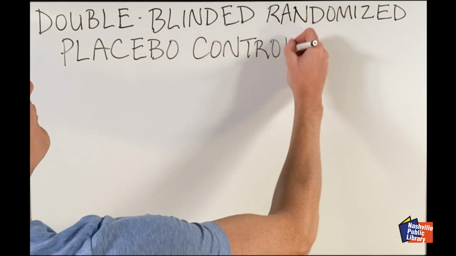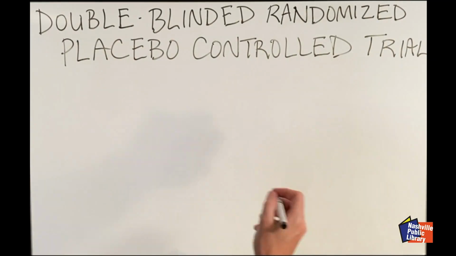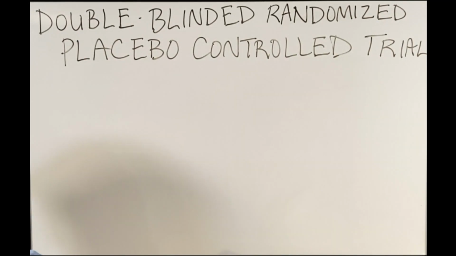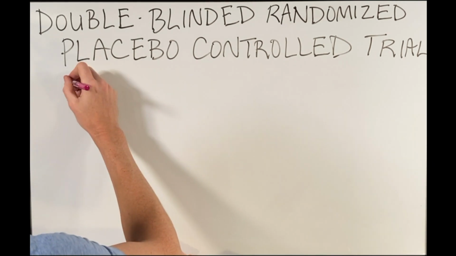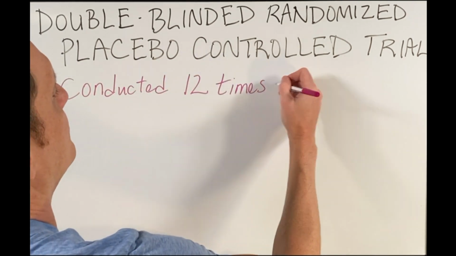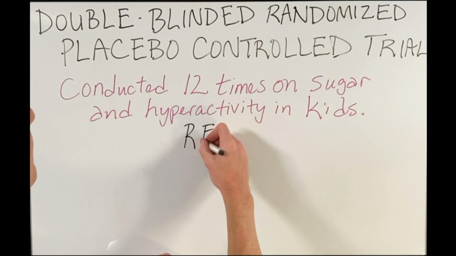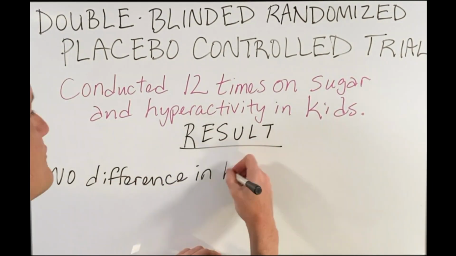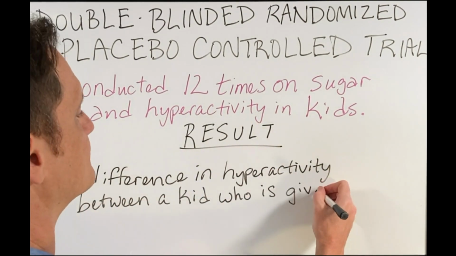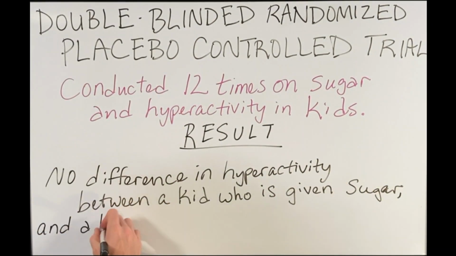This type of trial is very hard to do and even impossible for some things. But it is how we prove causation and not just correlation. This kind of study has been conducted 12 times on sugar and hyperactivity in kids. And the result is that there is no difference in hyperactivity between a kid who is given sugar and a kid who is not given sugar.